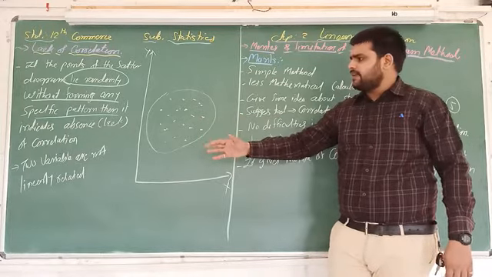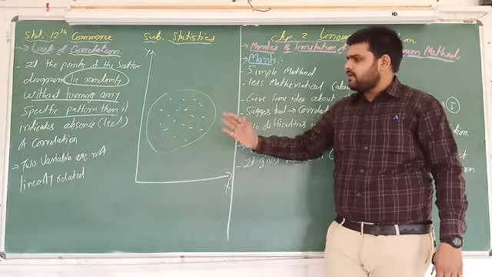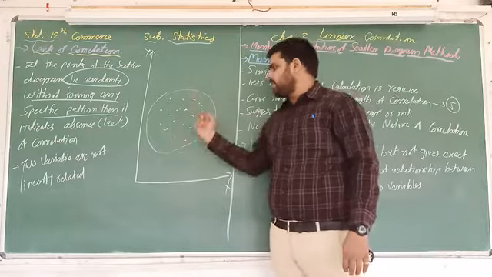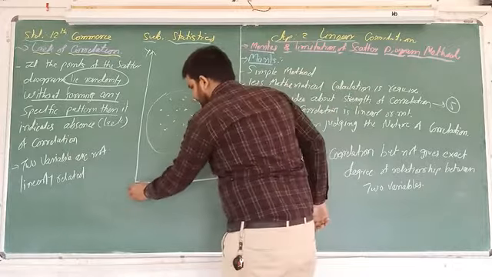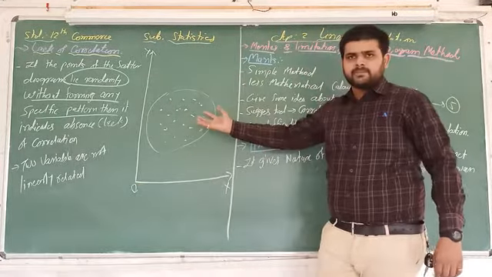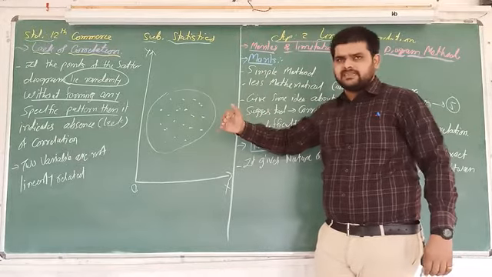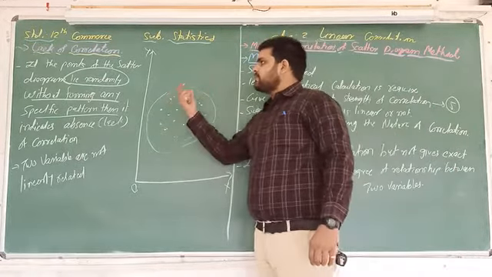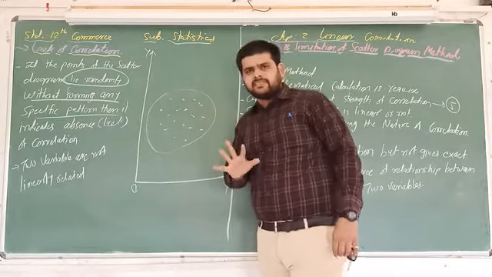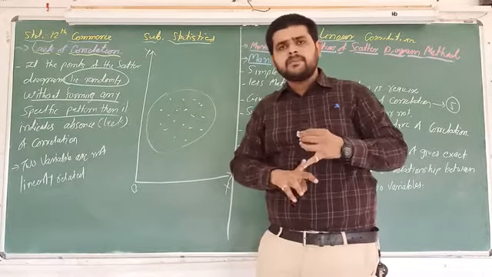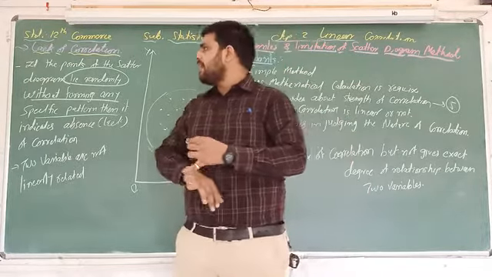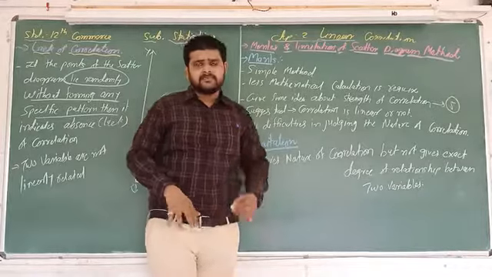When the two variables are not linearly related, the points on the x and y axis are scattered randomly. They do not fall in any particular direction. That is called absence or lack of correlation. So these are the five types: perfect positive, perfect negative, partial positive, partial negative, and lack of correlation.